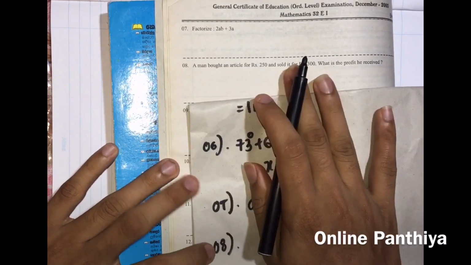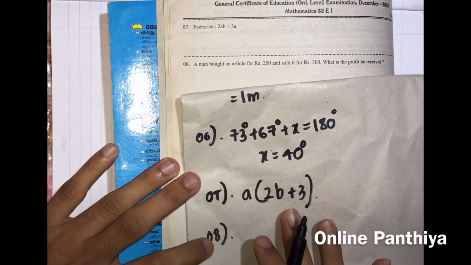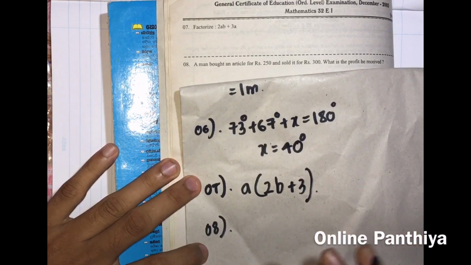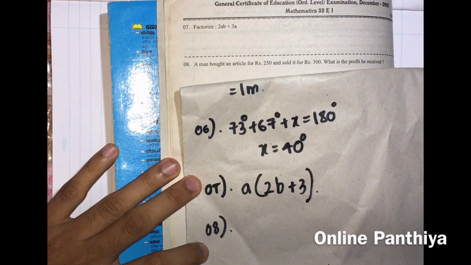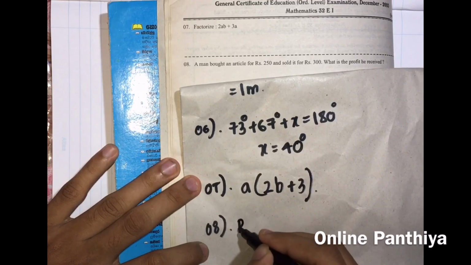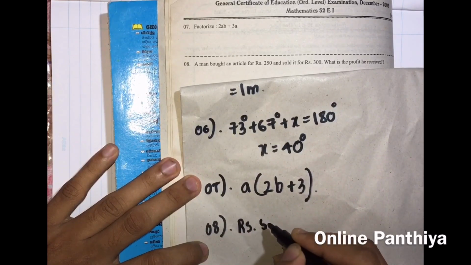A man bought an article for 250 rupees and sold it for 300. What is the profit he received? They are asking you only the profit, not the percentage. Okay, that is easy. They are asking you how much. So how much is the profit? He gets 50 rupees, right?